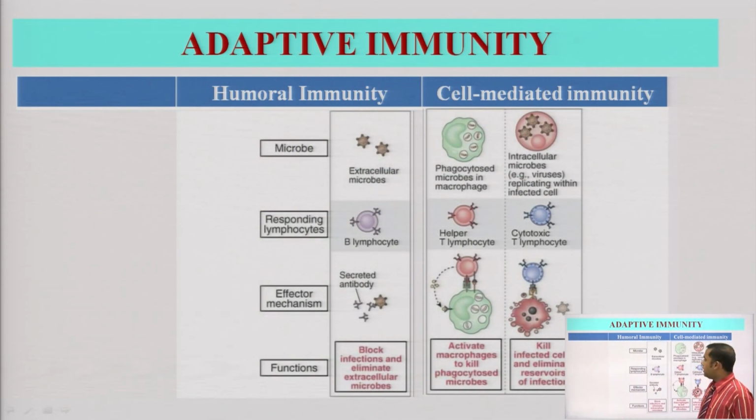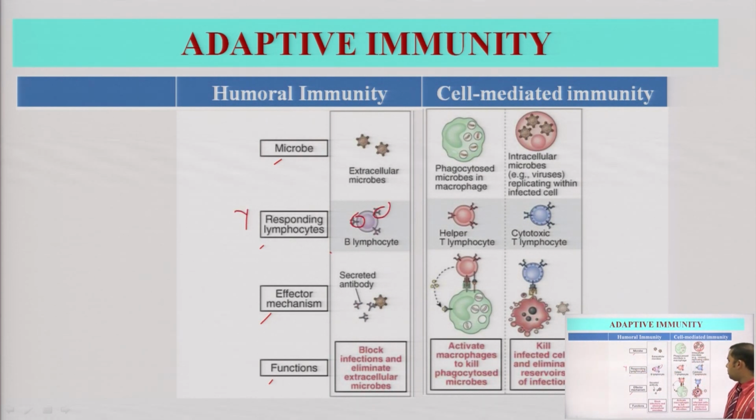Now, let me tell you more about the differences in a pictorial diagram. Let me tell you in four different parts, a paradigm: microbes, response of the lymphocytes, effector mechanism, and how they function. For example, an extracellular microbe is entering. What will happen? Antibodies will go there. See, these Y shapes are the antibodies.